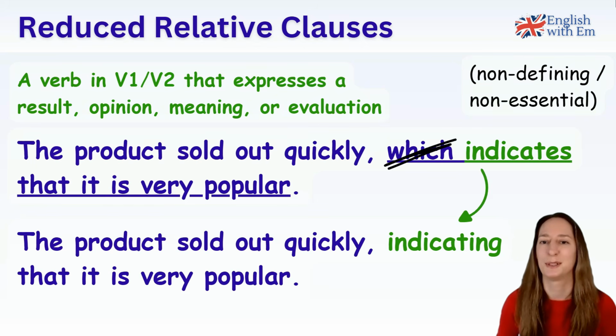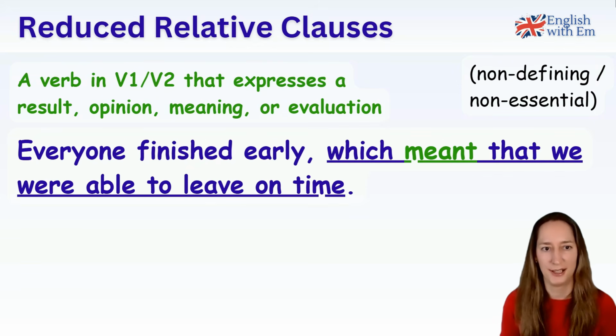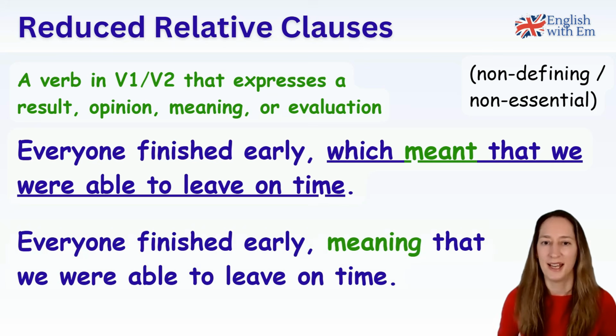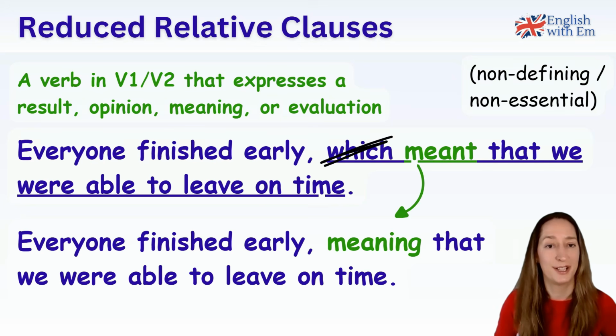One more example. Everyone finished early, which meant that we were able to leave on time. Everyone finished early, meaning that we were able to leave on time. We delete the relative pronoun, which, and we change the verb to the present participle.